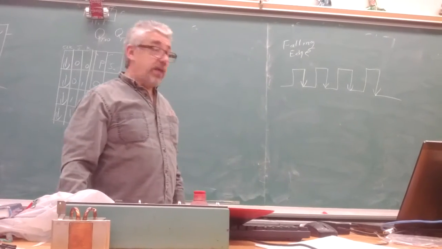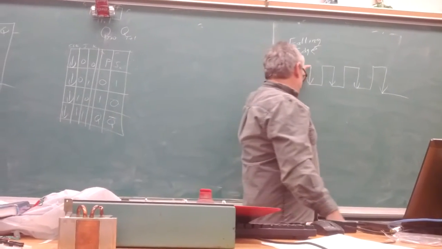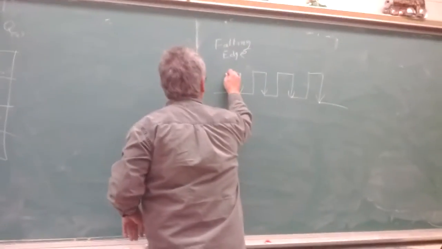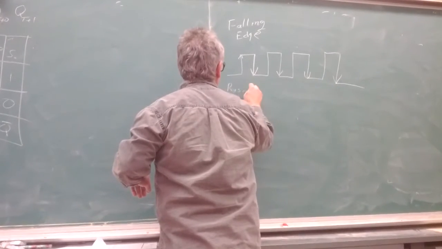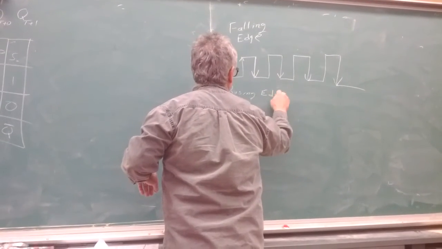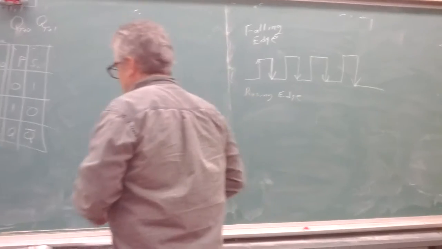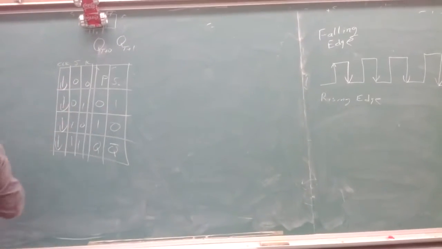Why is it called the falling edge? Because when you're at the top and you come to here, you go down. You're falling. What do you think this is called? Rising edge. Leading. Yes. Okay. See, we're concerned about the falling edge.